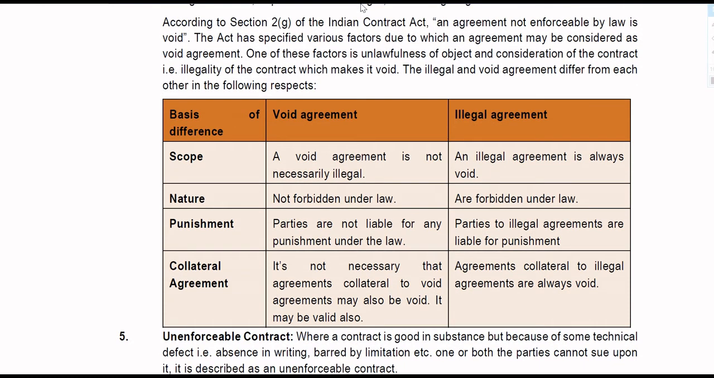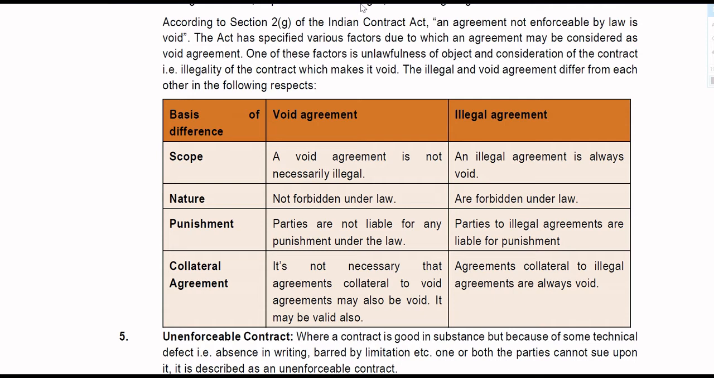Basis on these are the difference between void agreement and illegal agreement. Scope. First point. A void agreement is not necessarily illegal. An illegal agreement is always void. Nature. Void agreements are not forbidden under law. Illegal agreements are forbidden under law. Punishment. Parties to a void agreement are not liable for any punishment under the law. Parties to an illegal agreement are liable for punishment.